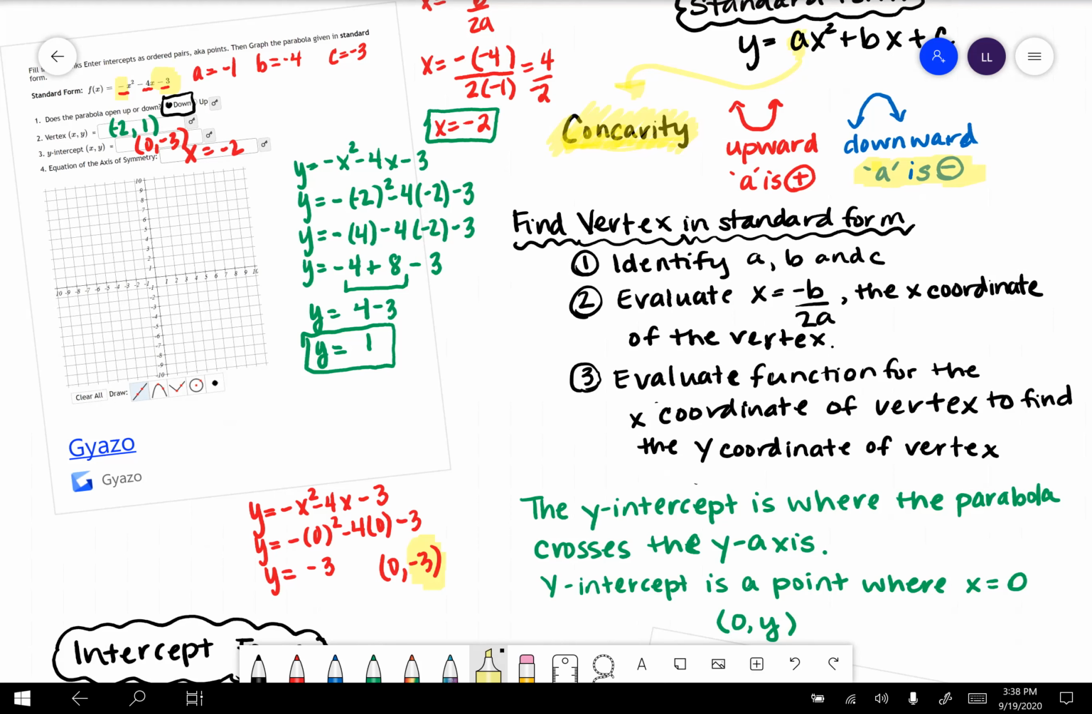So now I'm going to use this tool to graph my function. All I need is 2 points. So I have (-2, 1) and (0, -3). And graph the points. Graph the function, rather.